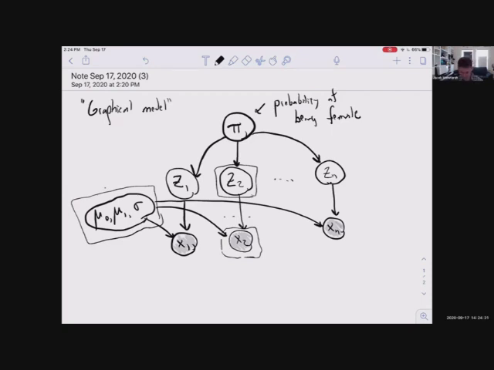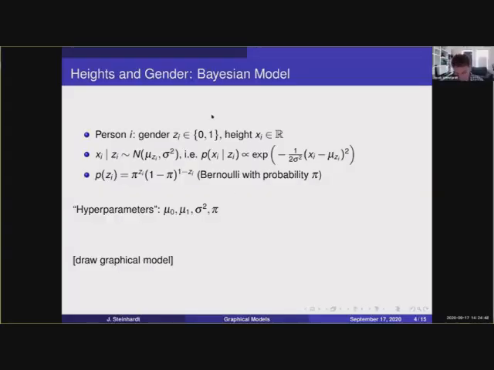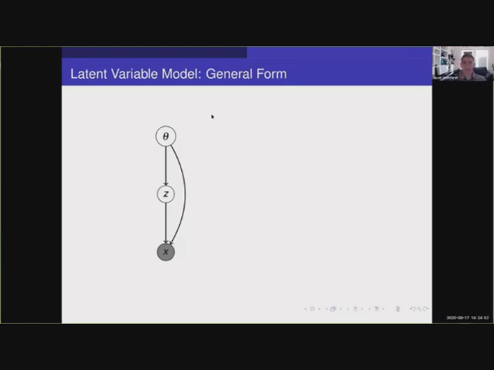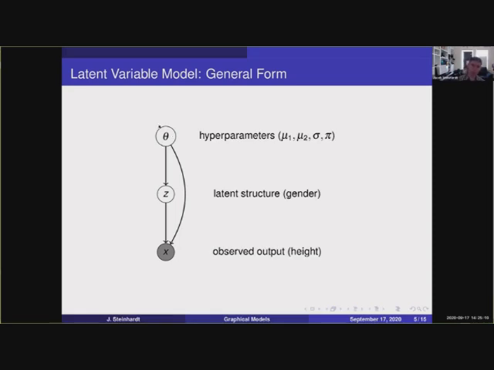Okay, so let's go back to the slides. Okay, so that was an example of a graphical model. It's a special case of a more general type of graphical model that we call a latent variable model. So a latent variable model has, at a high level, this structure. It has some hyperparameters, and the hyperparameters can affect both the distribution of some latent structure and some observed output.